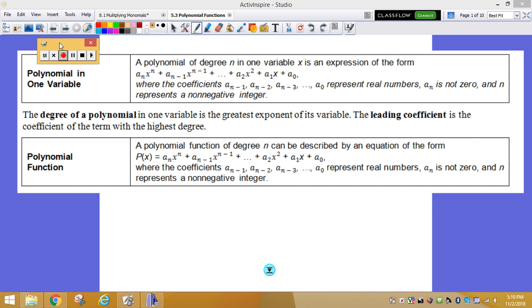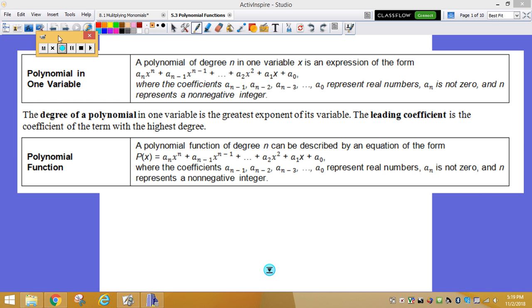All right, so this lesson is on polynomial functions. So a couple things we need to know. A polynomial has more than two terms, right? Because binomial is two terms. Polynomial means it has more than two.